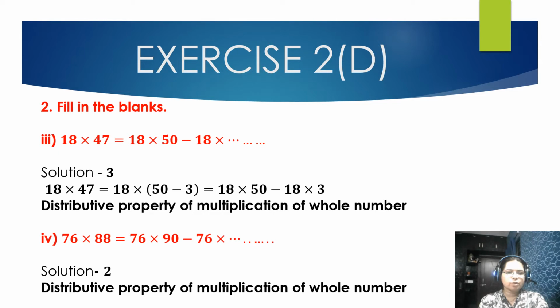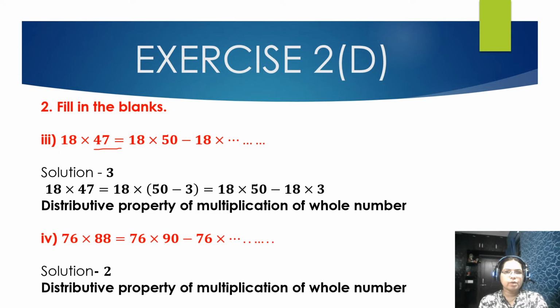Now we'll solve the third bit. Third bit is 18 multiplied by 47 equal to 18 multiplied by 50 minus 18 multiplied by dash. You can write 47 equal to 50 minus 3.